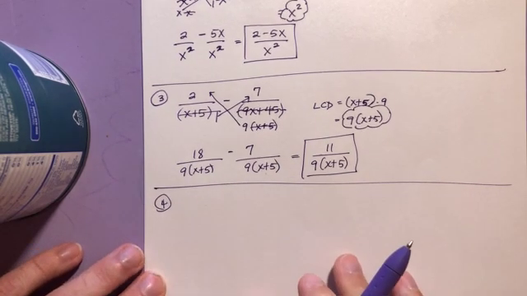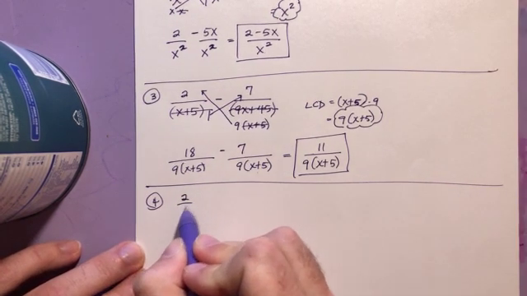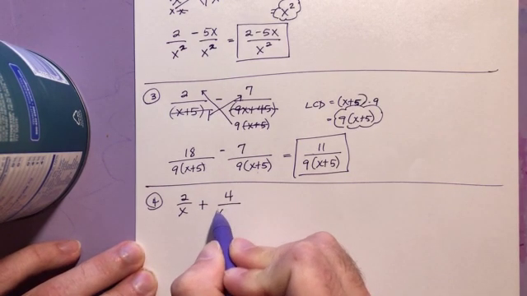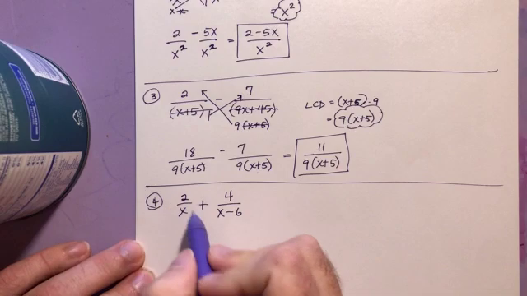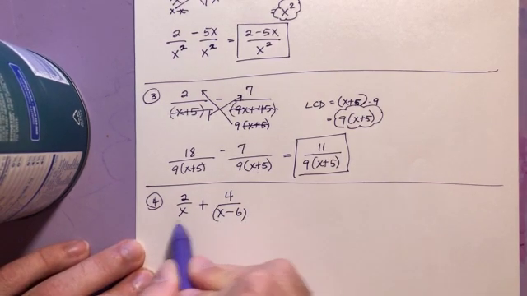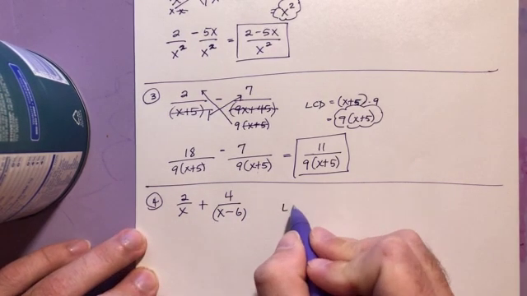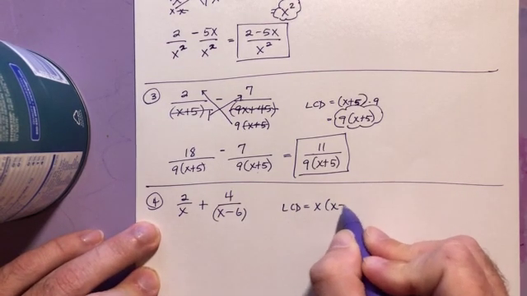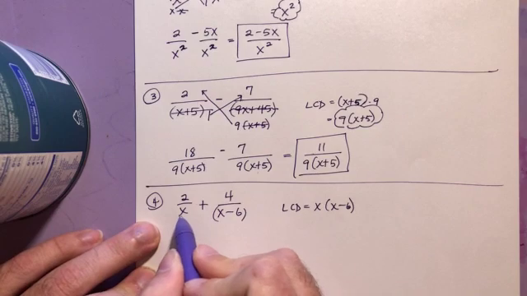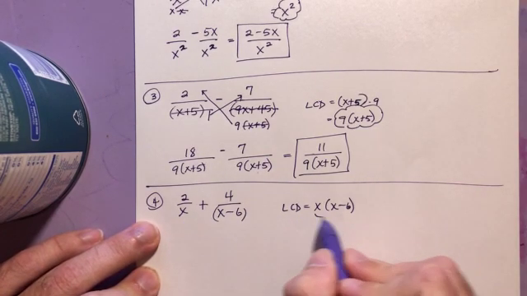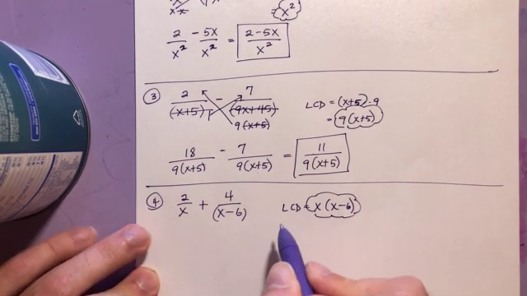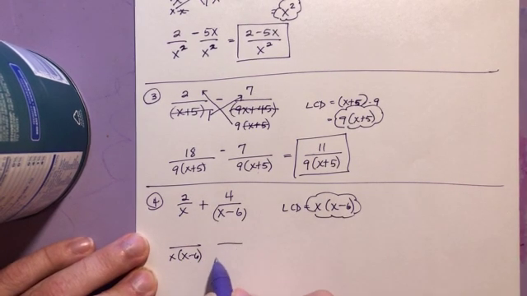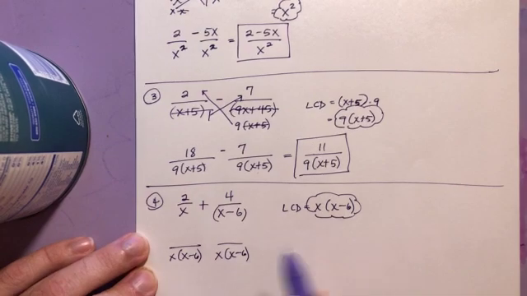Number 4. We have 2 over x, and then it's added to 4 over x minus 6. Okay, so these are already factored. There's nothing I can do to factor it. So the LCD here will be x times x minus 6, because they're unique from each other, so they both go into the LCD. And I don't have to distribute or anything like that. But I do have to write x and x minus 6 for both denominators, like so.